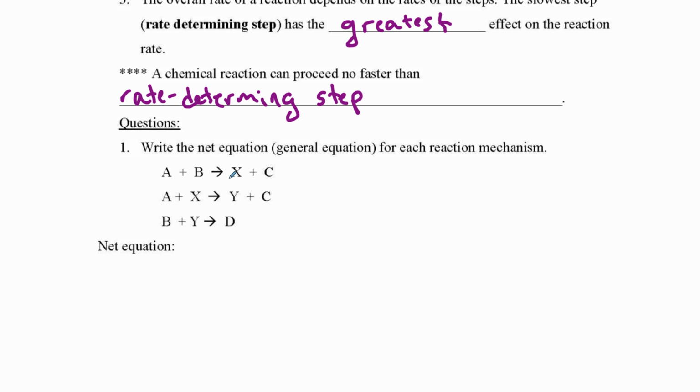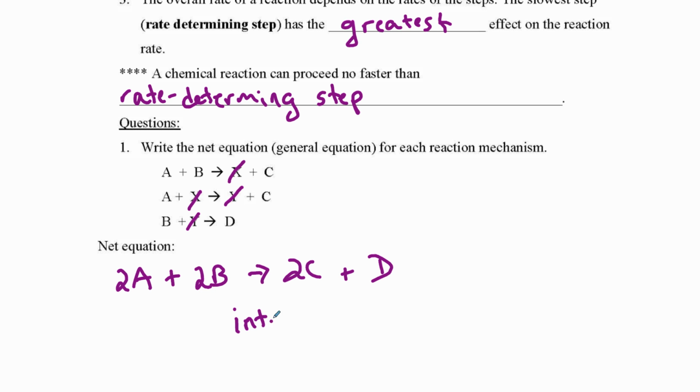So let's cancel out. We've got an X here, a product, and then a reactant. So we know that's an intermediate. And we've got Y as a product and then a reactant. So that is also an intermediate. So if we write our net equation, we've got 2A plus 2B produces 2C plus D, and our intermediates, in this case there's two, are X and Y.